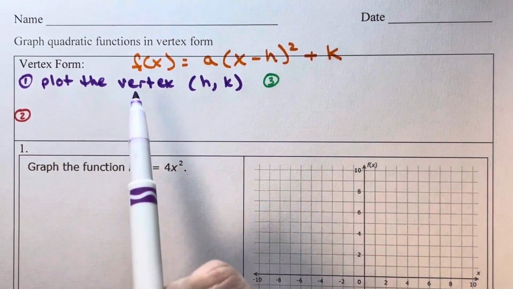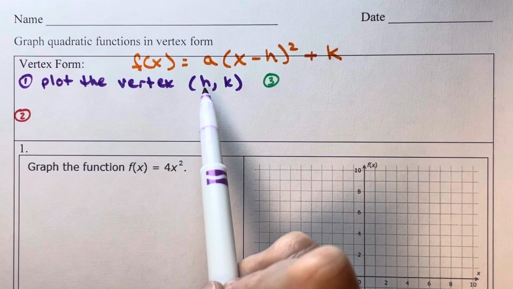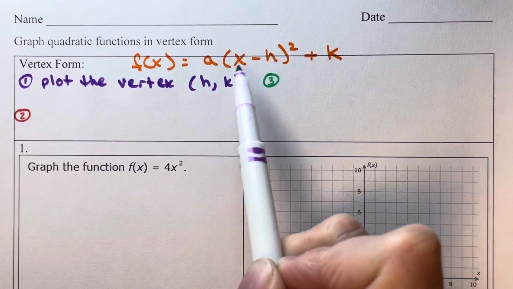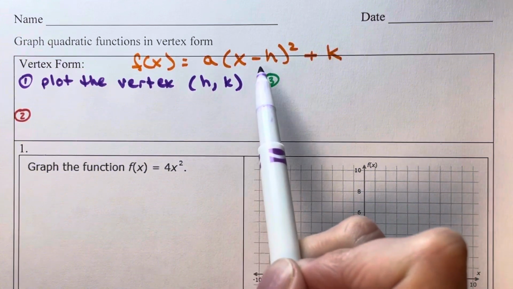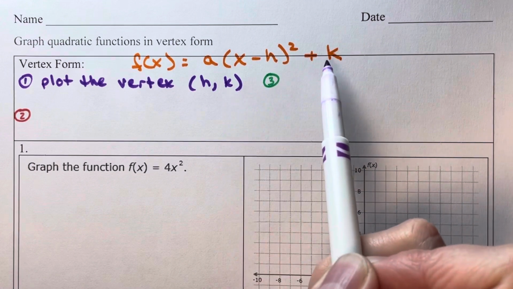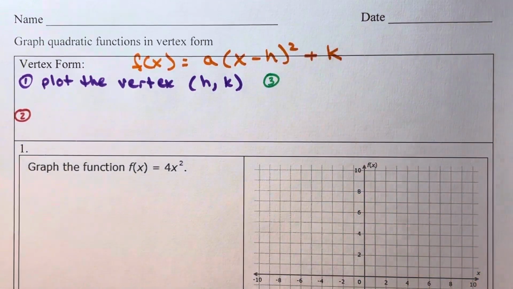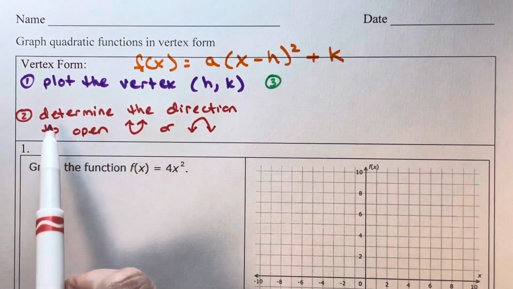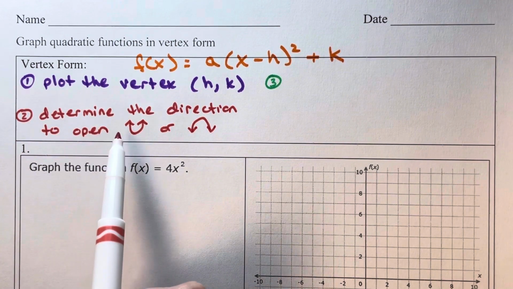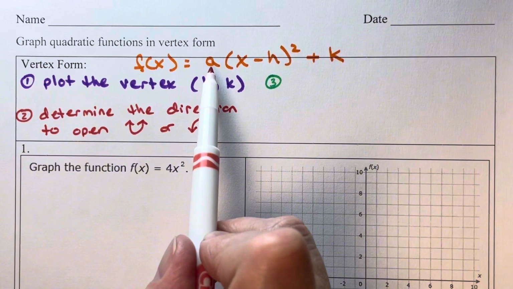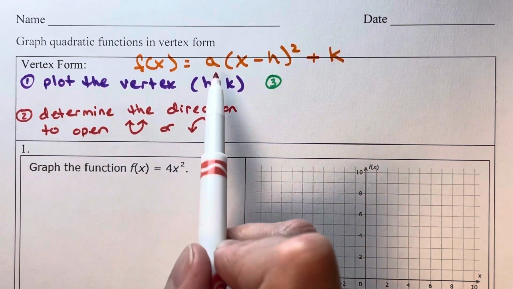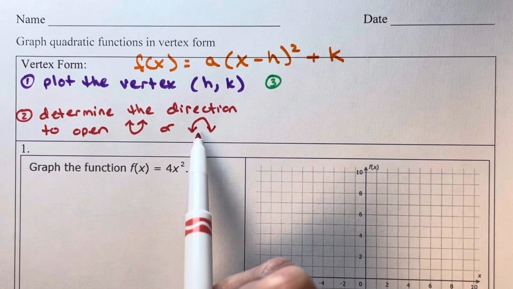The first step is to plot your vertex, and your vertex comes from h and k. Remembering that h will be opposite the sign that is in the quantity squared, while k is the exact sign that is showing in your equation. The second step is just to determine the direction that your quadratic is going to open. Remembering this is dependent on a. So if a is positive, then we open upward.